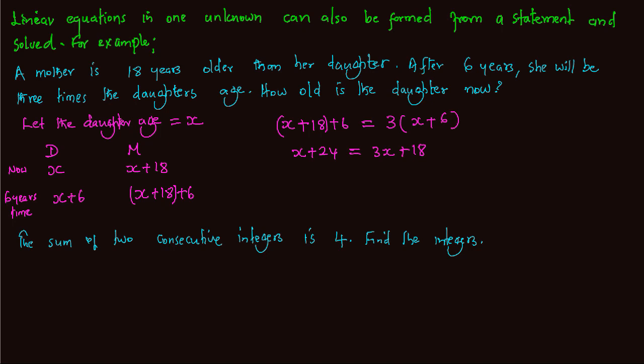We collect the like terms. We'll have 24 minus 18 is equal to 3x minus x. 2x is equal to 6. Therefore, x is equal to 3. So, the daughter's age now is equal to 3 years.